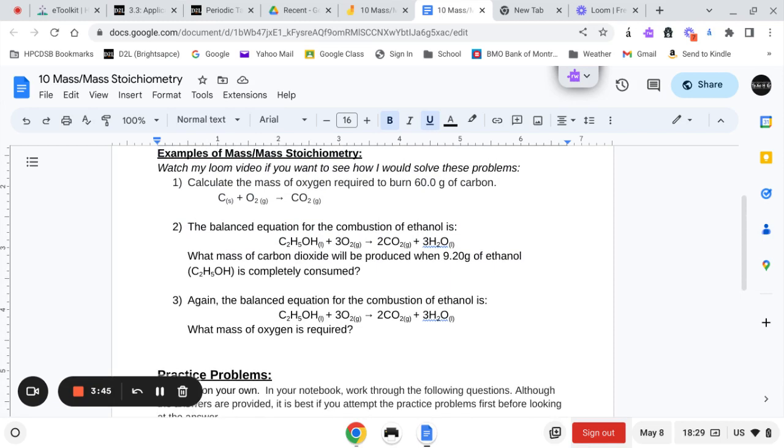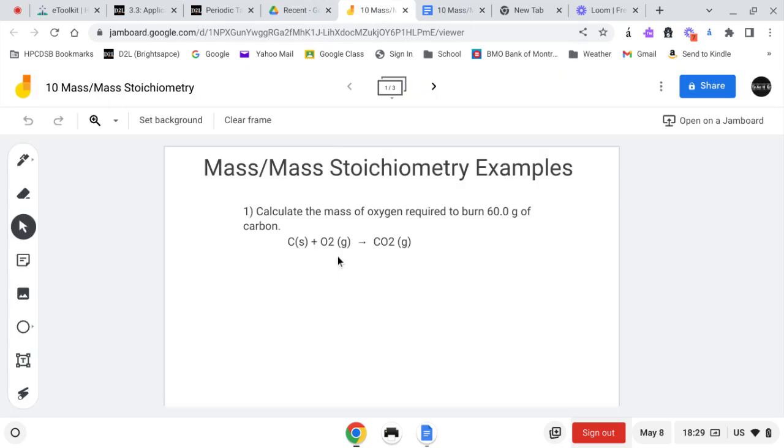This branch of chemistry is really interesting, and it's kind of exciting that you're doing this because this is the kind of chemistry and calculations that is done in industry. So I'm going to open up a Jamboard and we'll go through all 3 examples together.